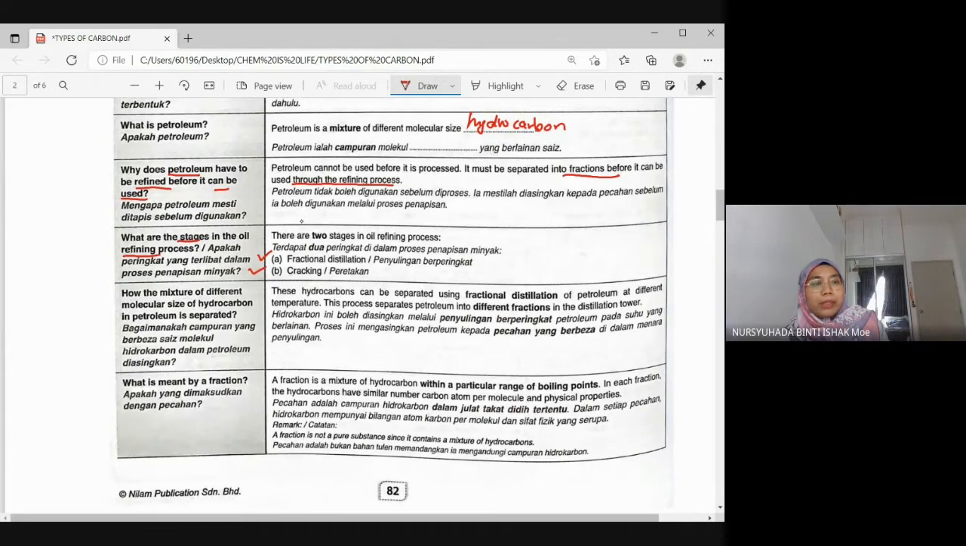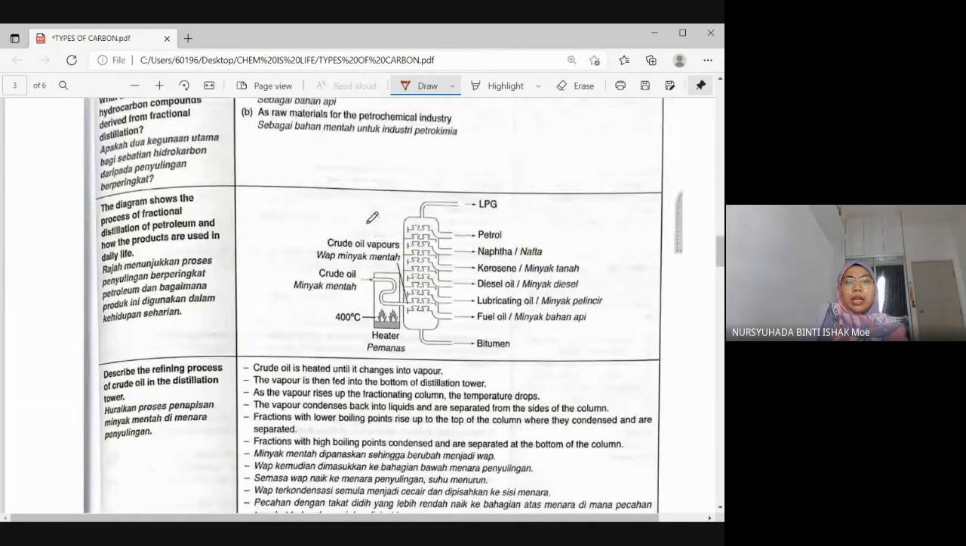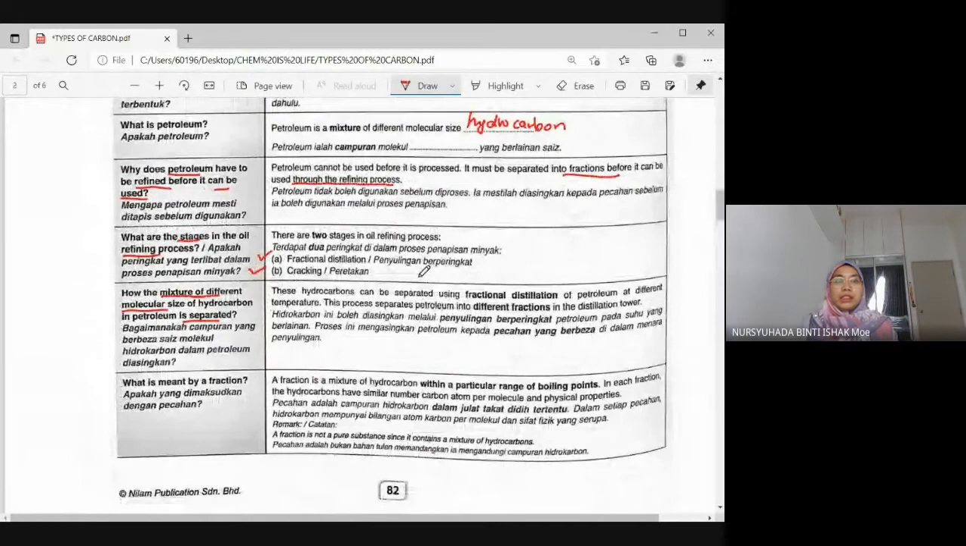So how the mixture of different molecular size in petroleum is separated? Macam mana kita nak pisahkan? Sebab kita ada fraction tau. Nanti cikgu tunjuk gambar contoh macam ni. Okay, ini contoh. Macam mana daripada crude oil ni kita boleh separate dia into a few levels. So mari kita tengok explanation ni dulu.